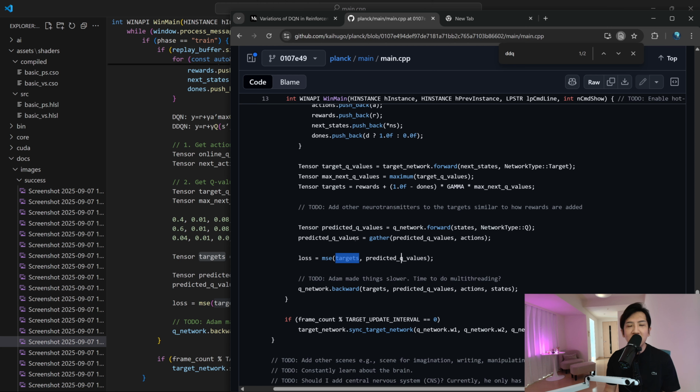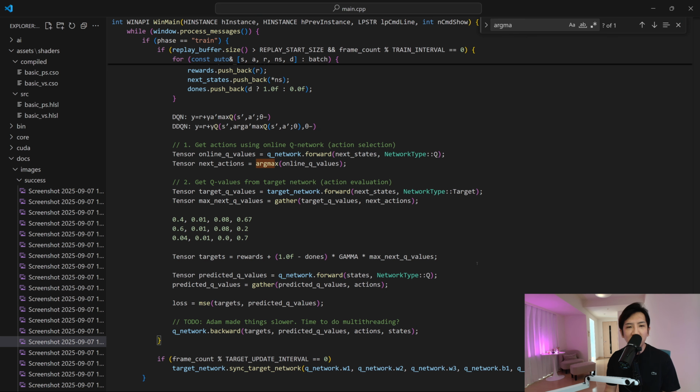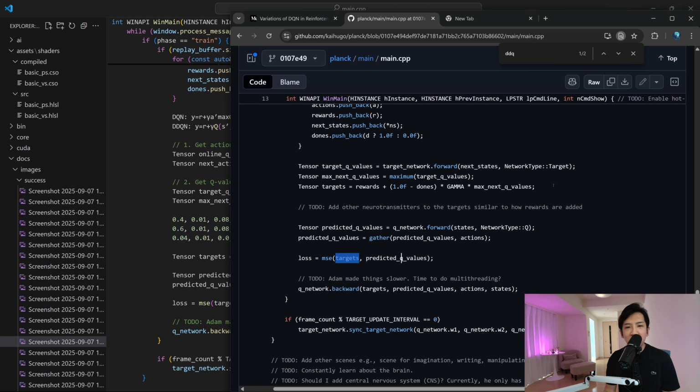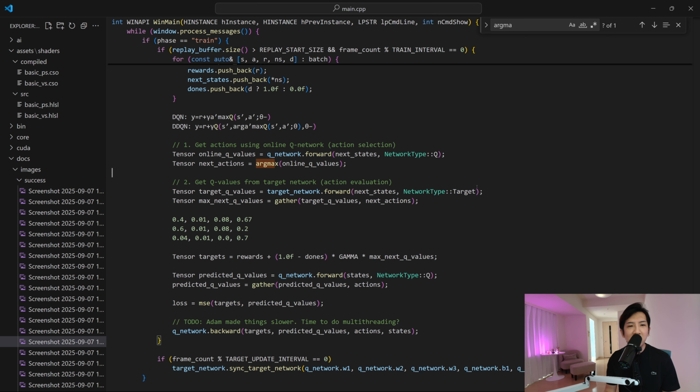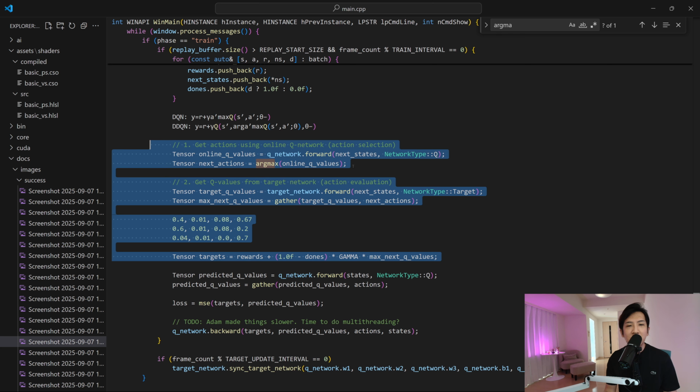And how they are generated is different in DQN and DDQN. So how exactly do they differ? In short, in DQN, you select the action and evaluate it using the same target network, or neural network. This is pretty abstract, so I think it's easier to first explain how DDQN works.